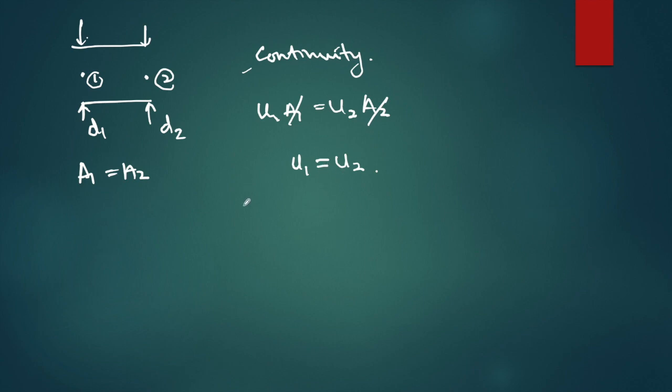So from the Bernoulli's equation, you can actually remove or zero the values of u1 and u2, because if you rearrange the equation, you will have u1 square over 2g minus u2 square over 2g. So that value will be equal to 0. When you rearrange Bernoulli's equation, you might have this kind of arrangement, and it will result in 0 because u1 and u2 have the same value.